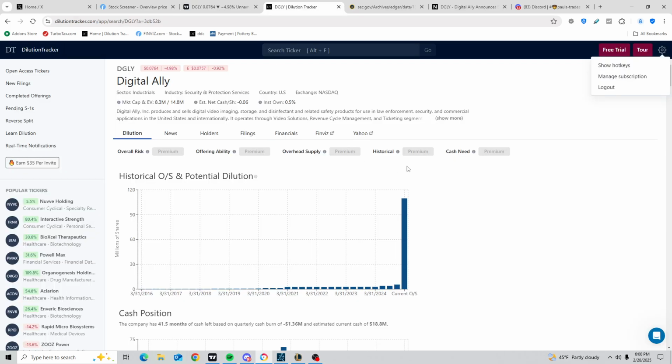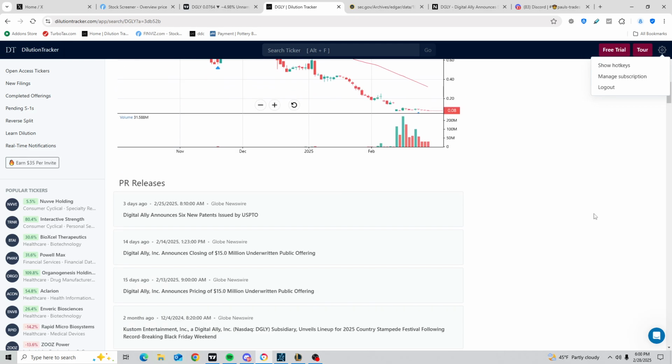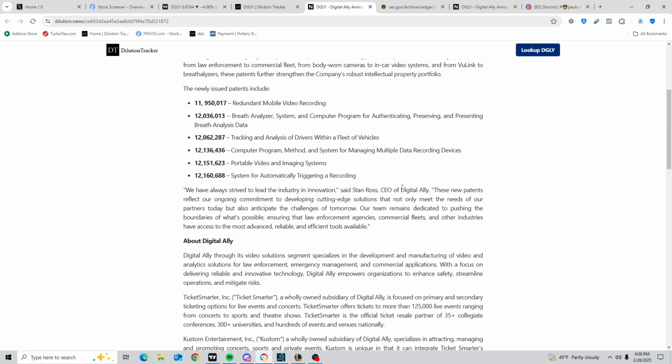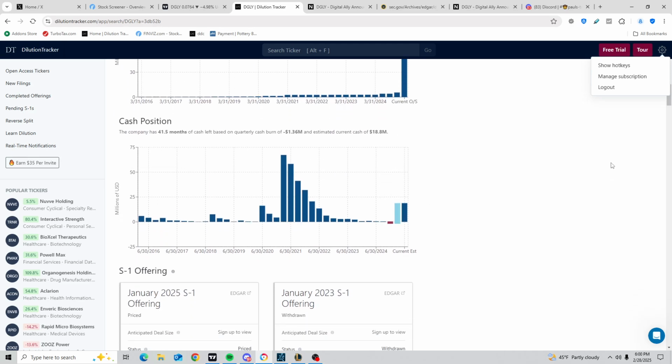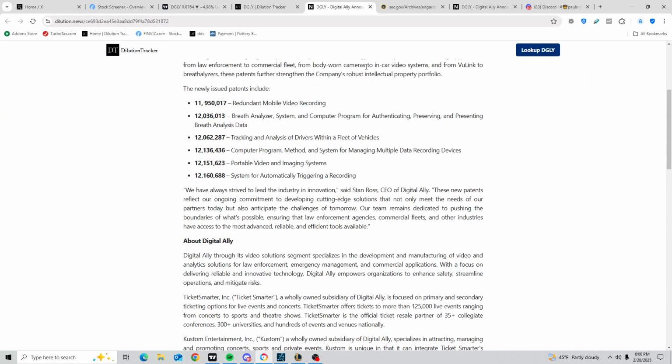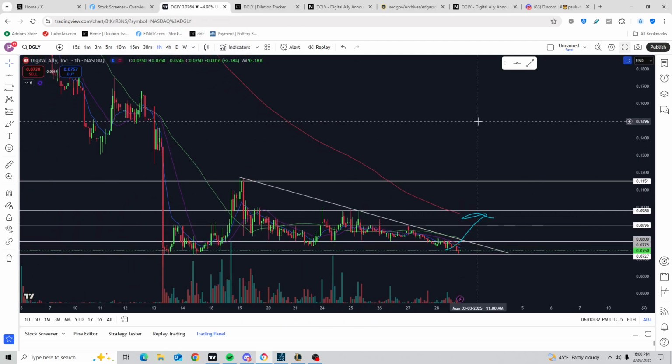It's DGLY. Honestly, what they do and what their business is, it's really not that important to me. What I like though is that they've been issuing press releases like here. They just put out 6 patents. They have 41 months in cash. They have $20 million in cash. What are they going to do with that cash? Are we going to get another PR over the next month to bring news into it? The news itself isn't even necessarily usually so important.